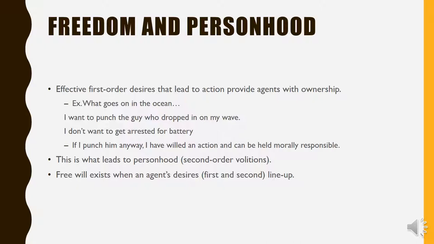So in this scenario, I gain my free will when my second order desire aligns with the effective first order desire that I actually do.